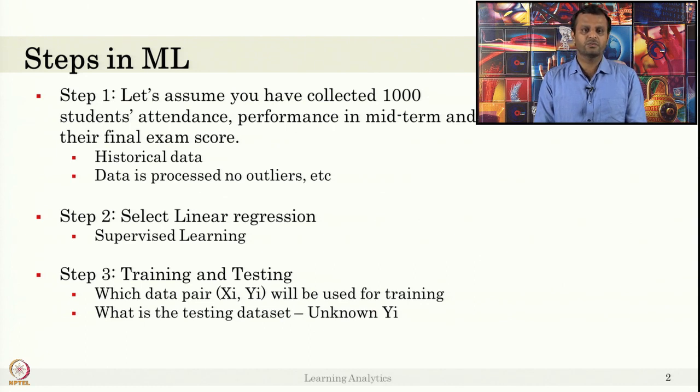The question is, which data pair will be used for training? You want to create a linear regression model. That linear regression model, if you remember, is y equal to mx plus c. Which data will you use to train the m value and c value? And what is the testing data set? Because a testing data set means you need a new student's data without their final score. So, what is the testing data set you want to use? You know all the y, because I said it is 1000 students' data, you already have their final scores also. What is the testing data set?